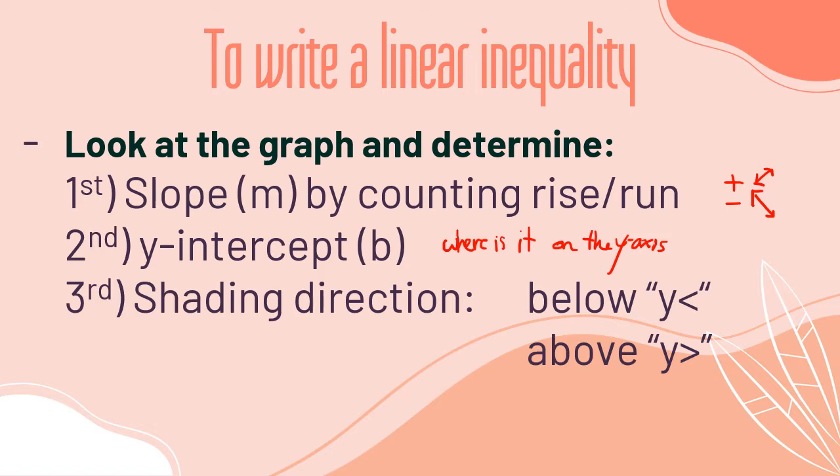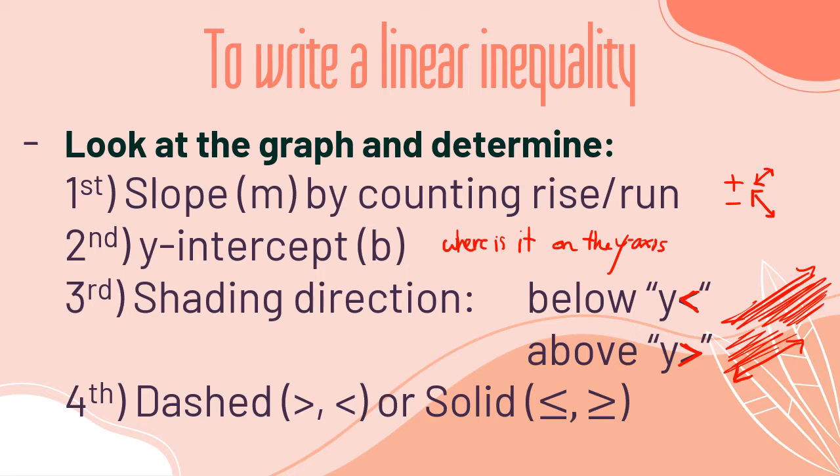Here's what's new. We've shaded our graphs before, but now we're going to look at the shading and say, hey, if I've shaded below the line on the graph, then we say y is less than. Versus if it looks like the line is shaded above or higher, then we use the symbol greater than.